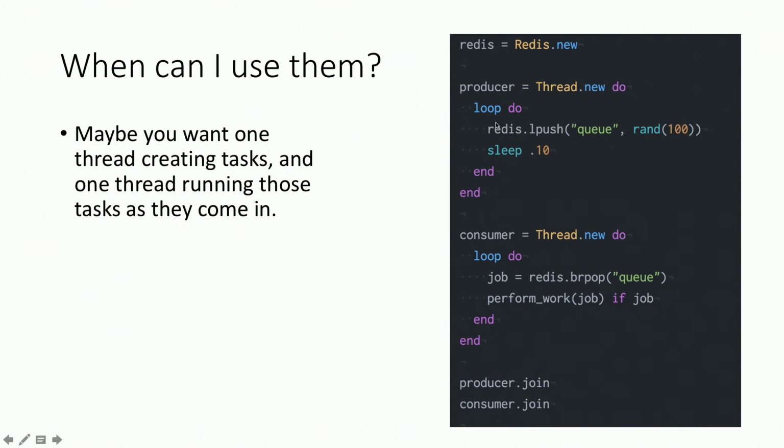You only want to run process for them, and this one just somehow creates jobs. We're going to use Redis. We're going to add random things to the queue, and this one's just going to go on forever trying to pop those random things from the queue. Another simple example.